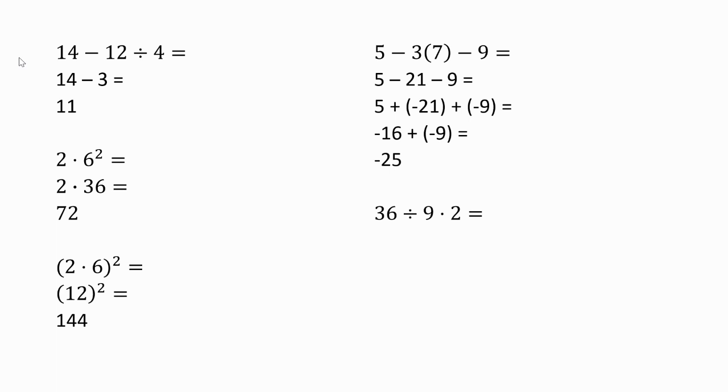36 divided by 9 times 2. So division and multiplication, we kind of say them separately in PEMDAS, but really they can be done at the same time. So I'm going to go ahead and do the division first. It doesn't matter which one you do first. And then I will multiply and I get 8. If I do it the other way around, it'll work out either way.